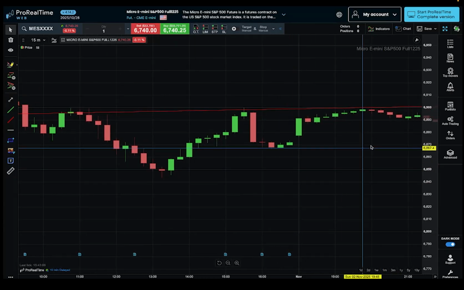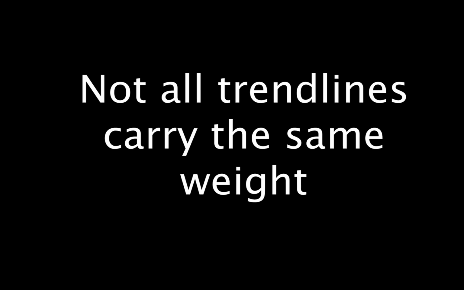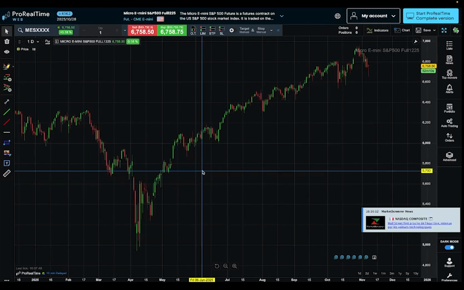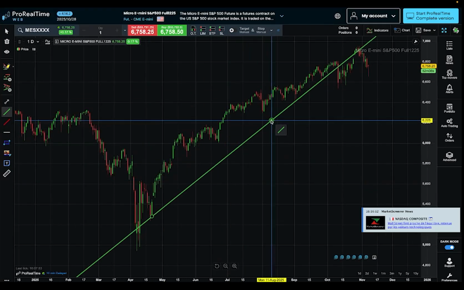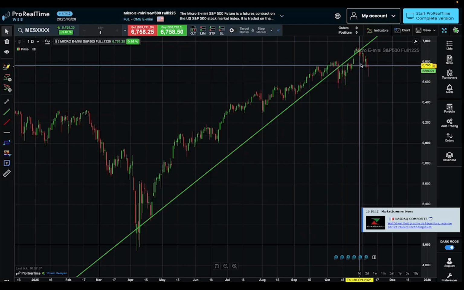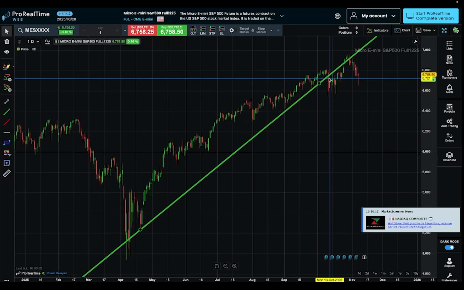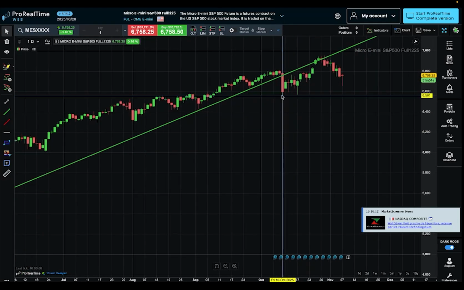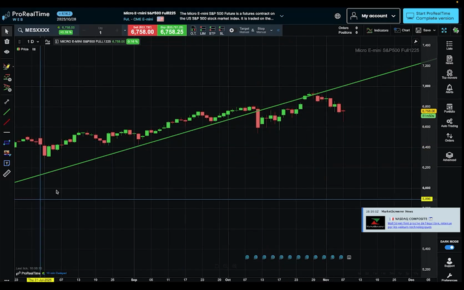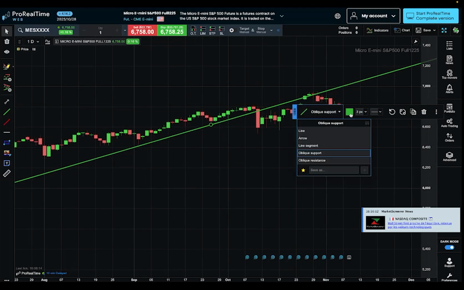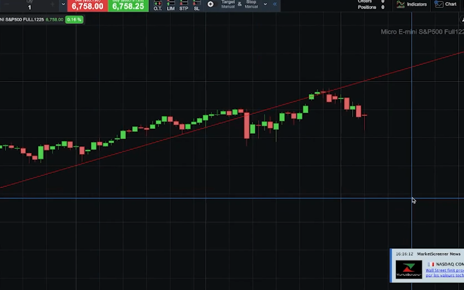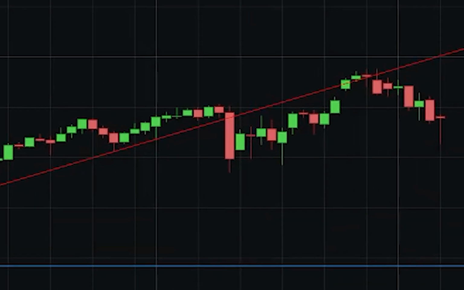One more thing, not all trend lines carry the same weight. A line that's been intact for months and tested multiple times is more significant than a fresh 3-day line. Why does that matter? The more significant the trend line, the more important its break. Most traders were watching it, more positions were based on it. When that line breaks, it carries weight.